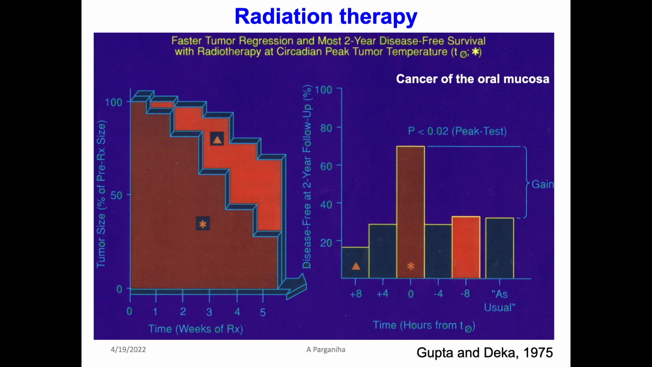So the outcome indicates that if radiation is given at the highest temperature of the oral mucosa, then it increases the disease-free survival by 2 hours in the follow-up study. In addition to that, it also decreases the tumor size as compared to the other time points. So decrement of the tumor size and the progression-free survival is more when the radiation is given at the peak tumor temperature. So this is a very important finding in case of radiation therapy.